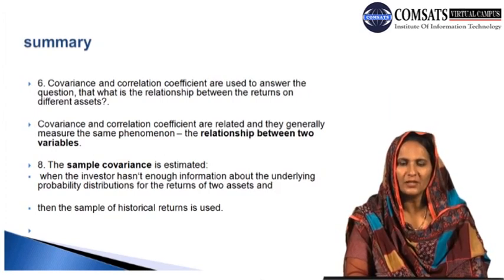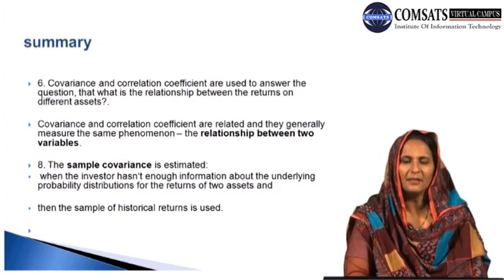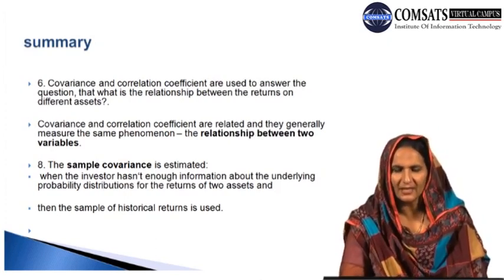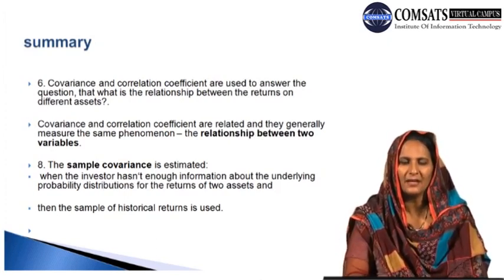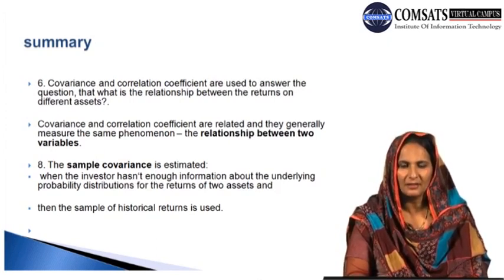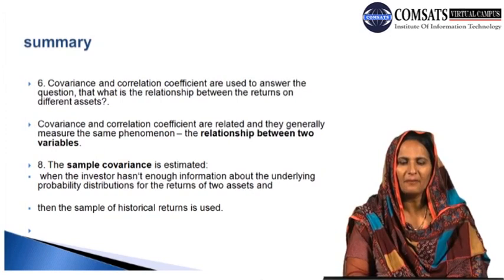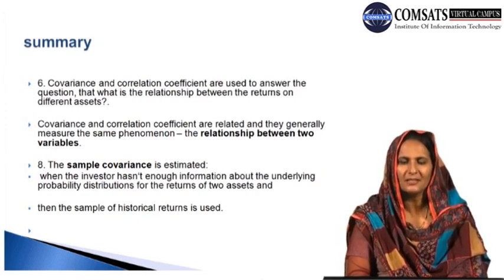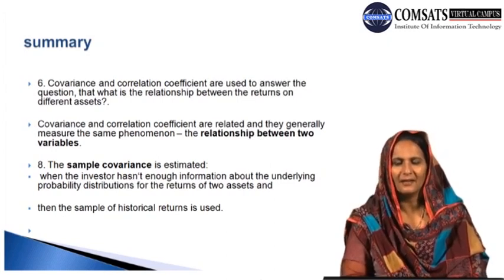Covariance and correlation coefficient are related, and they generally measure the same phenomenon, the relationship between two variables. So we can say that the relationship between two variables is very important as far as covariance and correlation coefficient are concerned. And the sample covariance is also estimated when the investor does not have enough information about the underlying probability distribution for the returns of two assets, and then a sample of the historical returns is used.